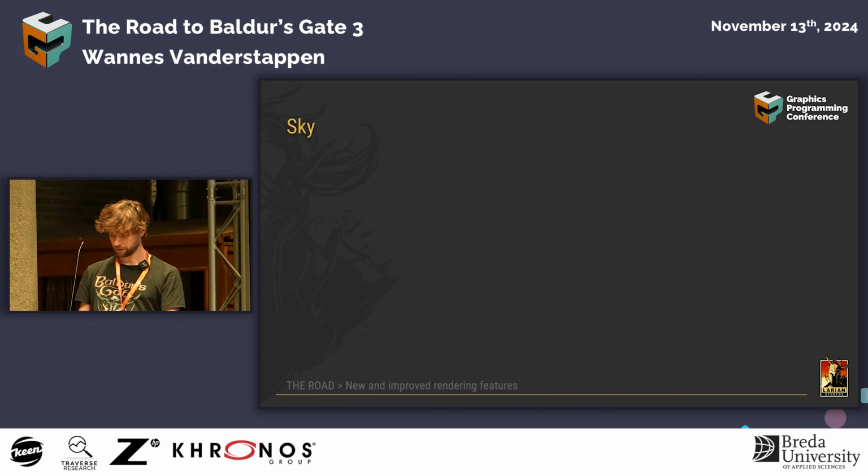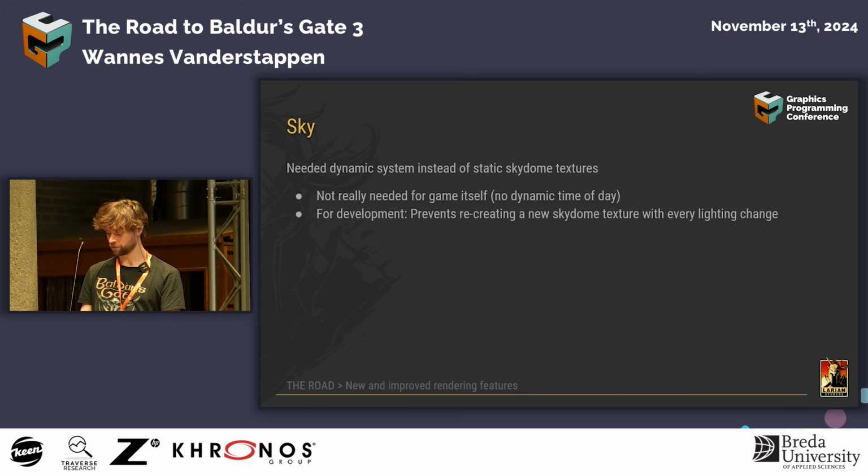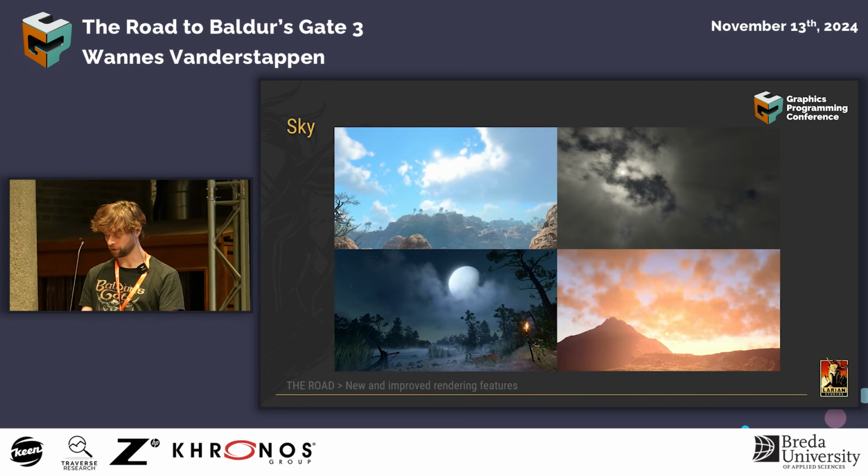We also improved the sky rendering. And you might think our game is mostly top-down, and in cinematics you don't see the sky that often. So this was not really needed for the game itself, but it was mostly needed for development. It prevents recreating a new sky dome every time artists want to change or tweak the lighting. For that, we kept it quite simple. We added atmospheric scattering, support for stars and moon rendering, and also volumetric clouds, but still quite a basic implementation. These could also optionally cast shadows onto the world as well. So this was more than enough for what we needed.